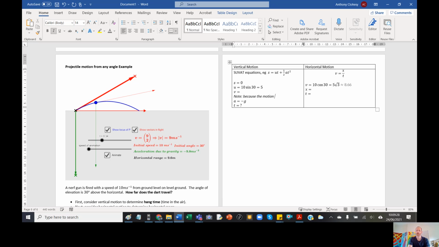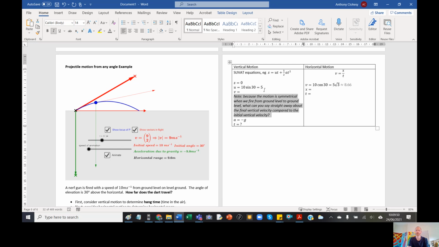Because the motion is symmetrical when we fire from ground level to ground level, what can you say straight away about the final vertical velocity compared to the initial? I'll leave that as a question for you to ponder, see if you can figure it out for yourself.